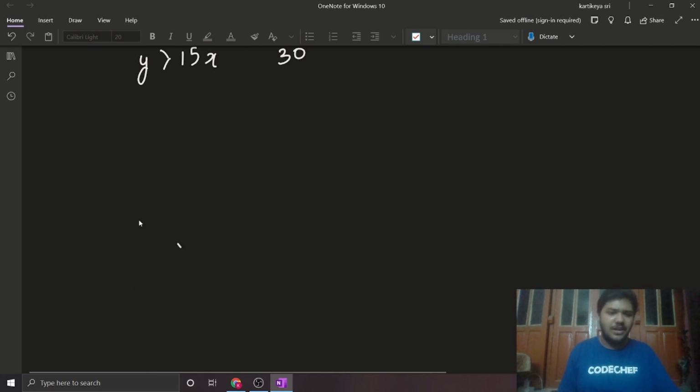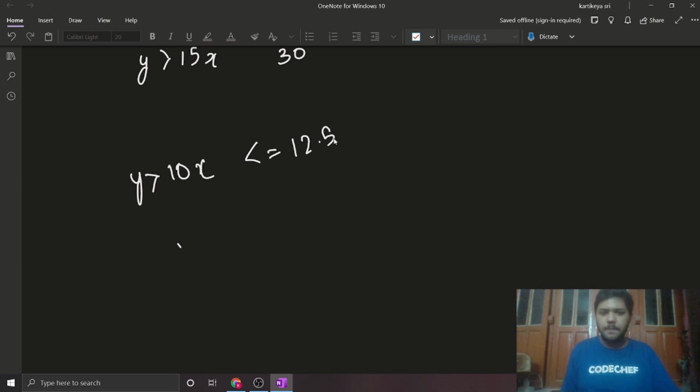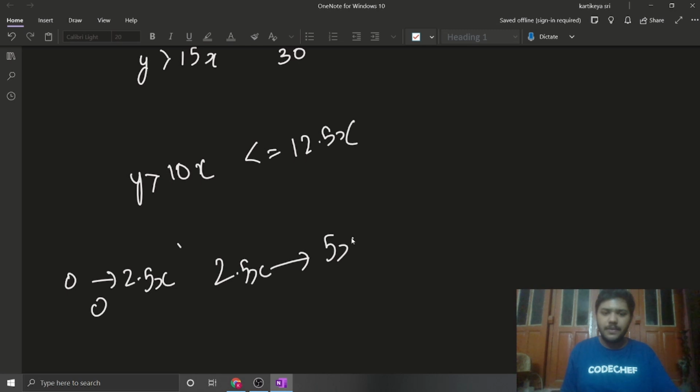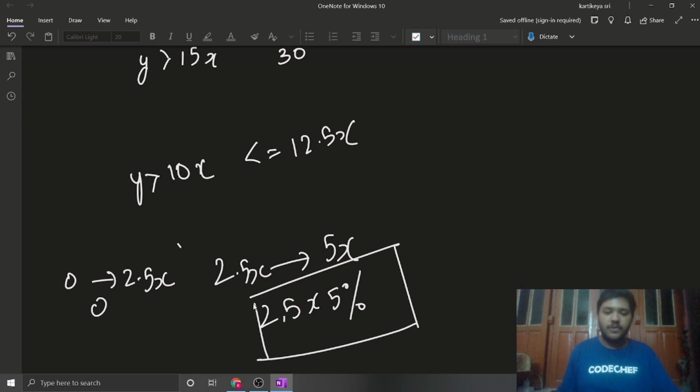Let us assume that y is greater than 10 lakh, okay, and less than or equal to 12.5 lakh. So on the tax slab from 0 to 2.5 lakh, nothing is charged, 0. Now on the tax slab from 2.5 to 5 lakh, it is a tax slab of 2.5x and the charge rate is 5%. So this would be the tax, 5% of 2.5 lakh.